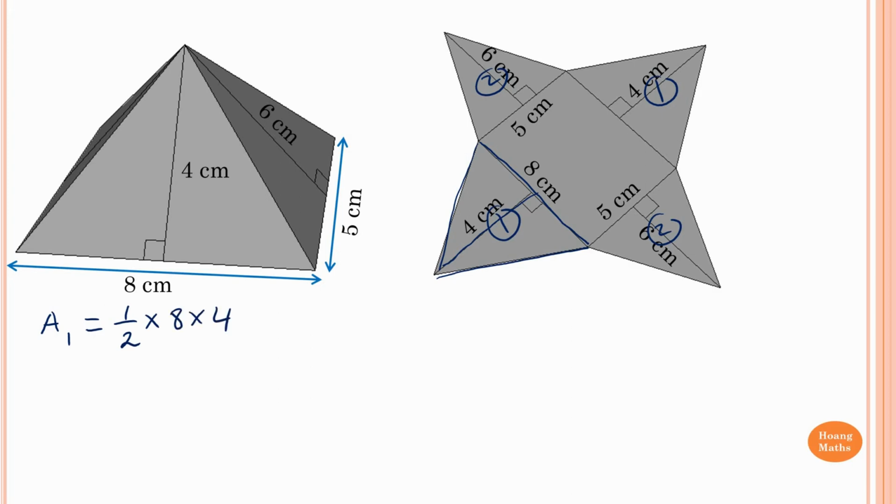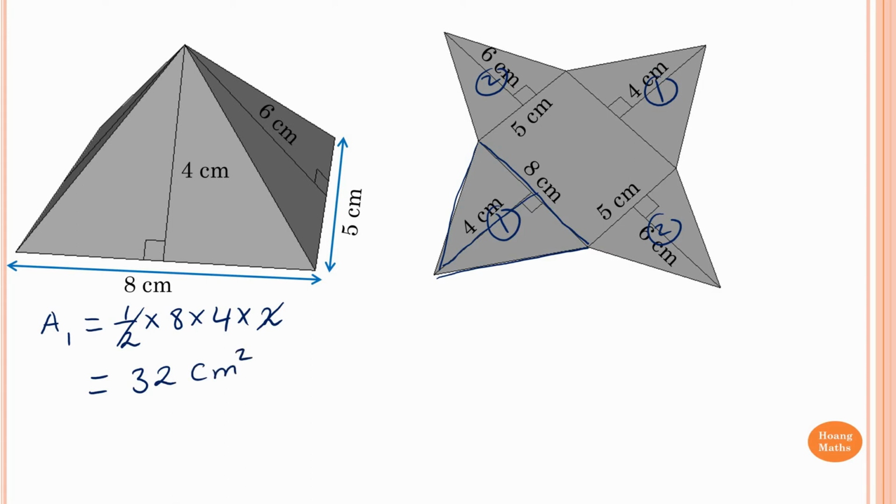And we have two of them that are the same, so we just times this by 2. You can just put that in a calculator. Otherwise, you can just simplify this. A half with 2 cancel out. 8 times 4 is 32. So 32 square centimeters. Don't forget.